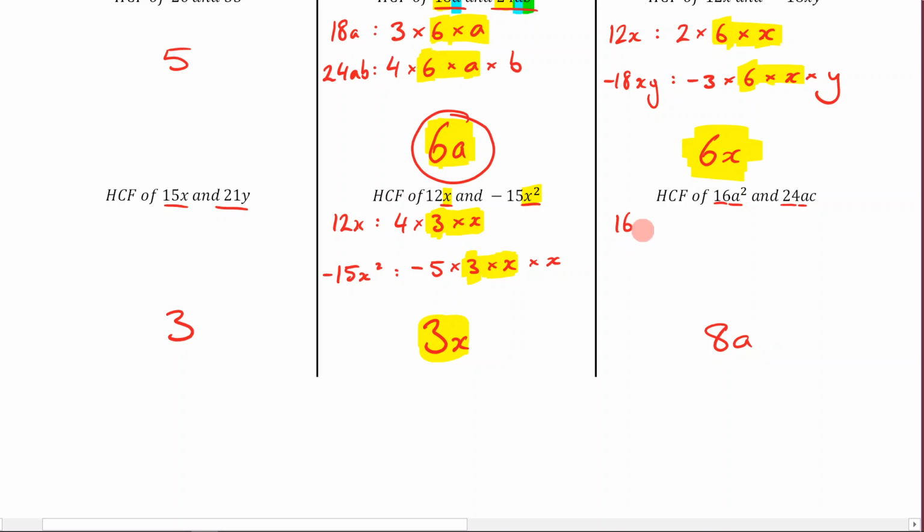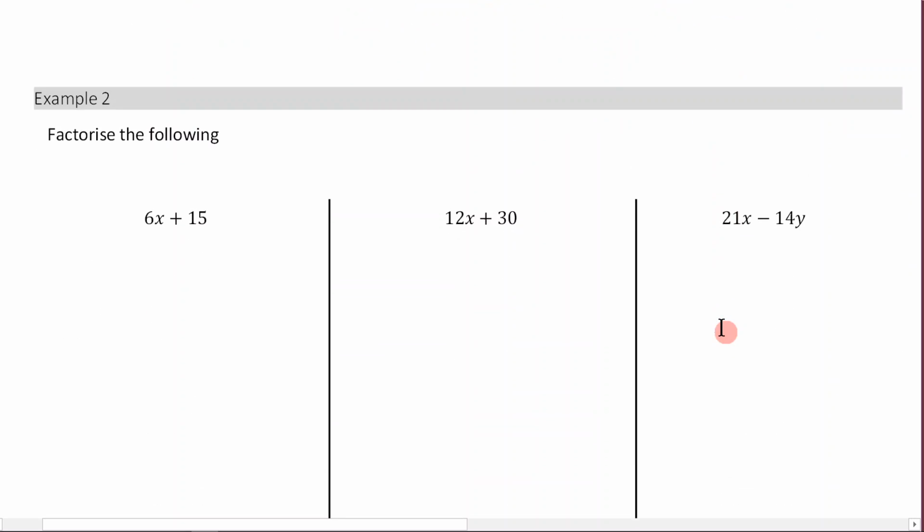So again, if we were to walk through this slowly, what this is going to look like is 2 times a times 8 times a. Sorry, I always say 8 and a wrongly. Then 24ac is going to be 3 times 8 times a times c. And then you can see here, my highest common factor is going to be 8 and then a. And that's what it's going to look like. That's going to be my final answer. Perfect. All right, let's now keep on going.